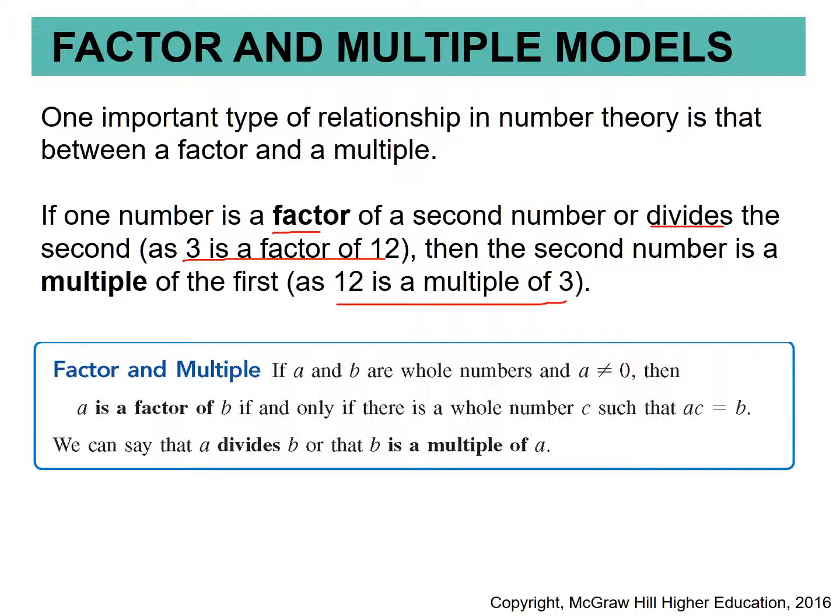So mathematically we would state this: if a and b are whole numbers and a is not 0, and we have to specify that a is not 0, because if I multiplied a and b together and one of them was 0, I'd get 0 as the answer. So if we do have these numbers, then we say a is a factor of b if and only if there's some whole number c that if I multiply it by a, I'm going to get b. The equivalent of saying that a is a factor of b is to say that a divides b. And if that's so, then b is a multiple of a.